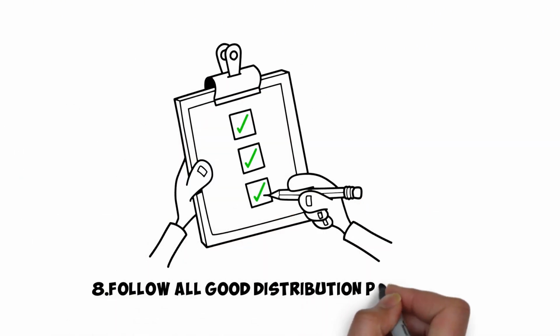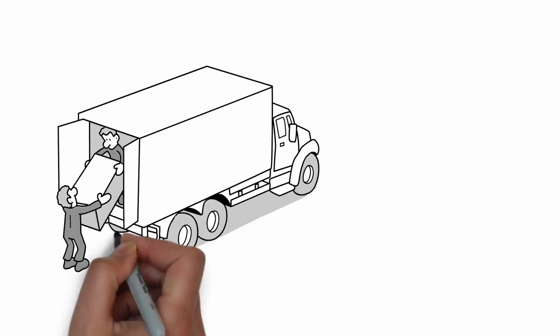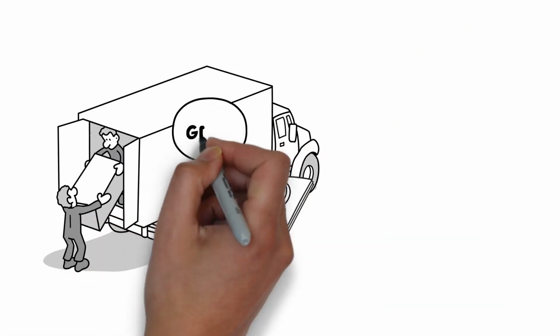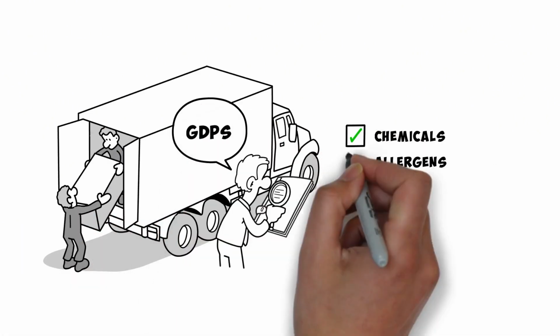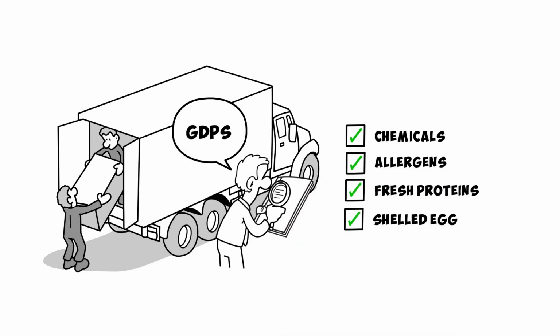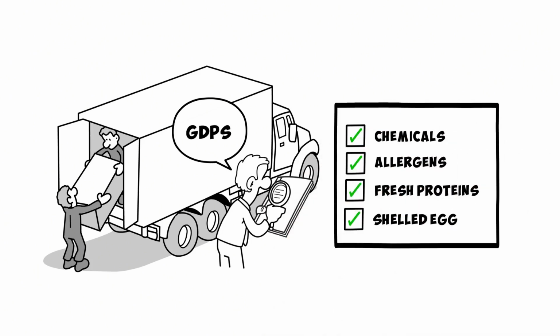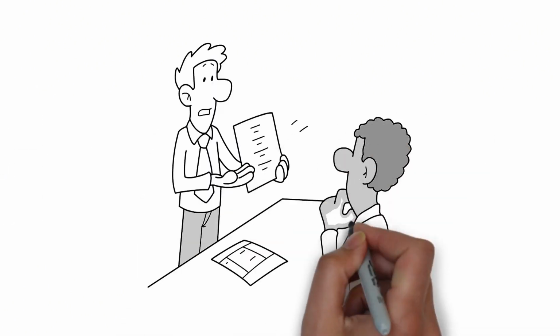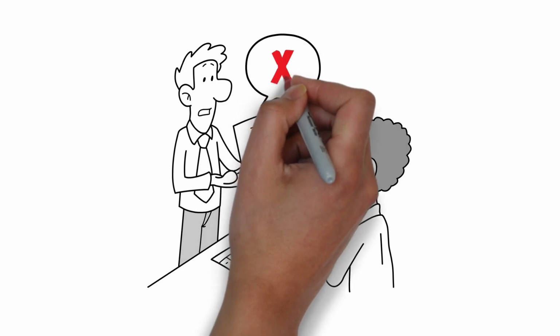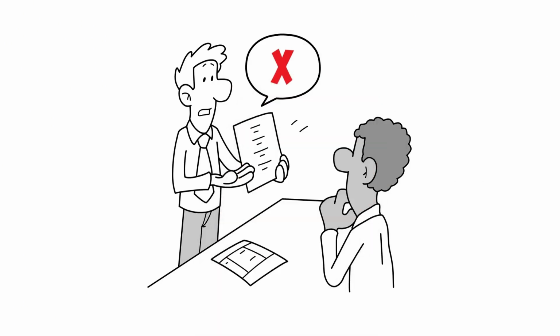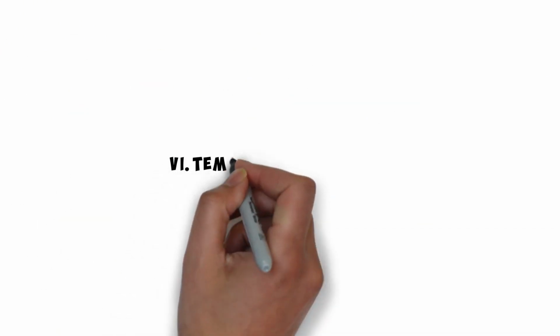Follow all good distribution practices. During the loading process, confirm if applicable GDPs like chemicals, allergens, fresh proteins, and shelled egg protocols are being followed to avoid cross-contamination with other foodstuffs. If irregularities are identified, you should stop the loading process and notify your supervisor for direction.